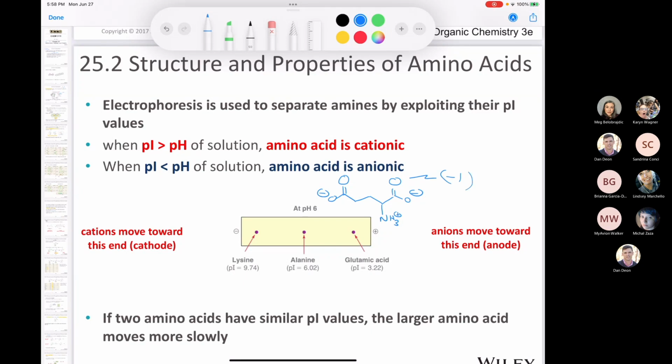So if it's negative, it's going to drift towards the anode. It's going to drift towards the positive end. Does that make sense to everybody? Give me a thumbs up if you're with me on that. Just the whole concept of the isoelectric point.